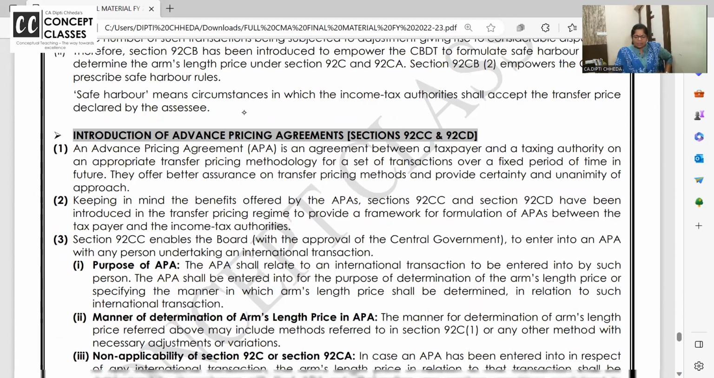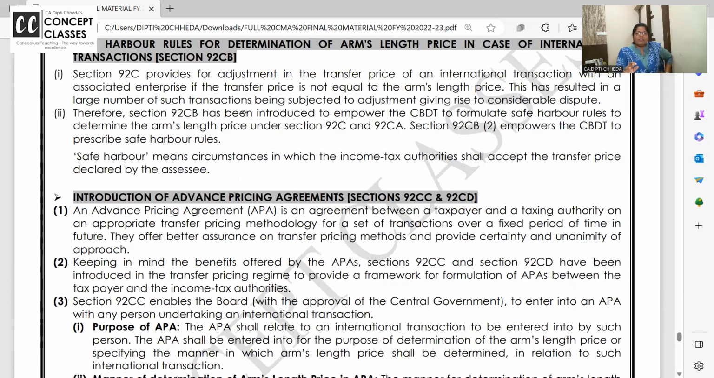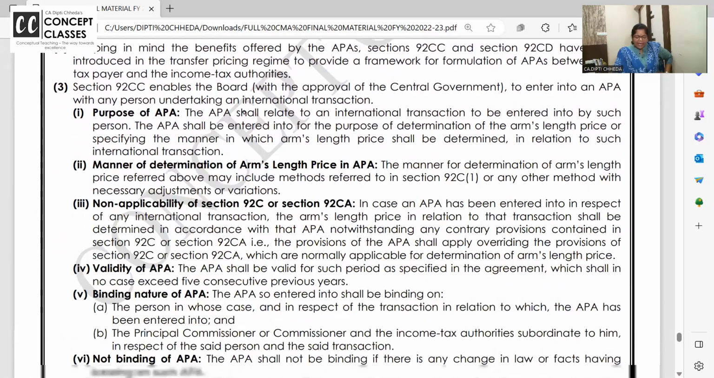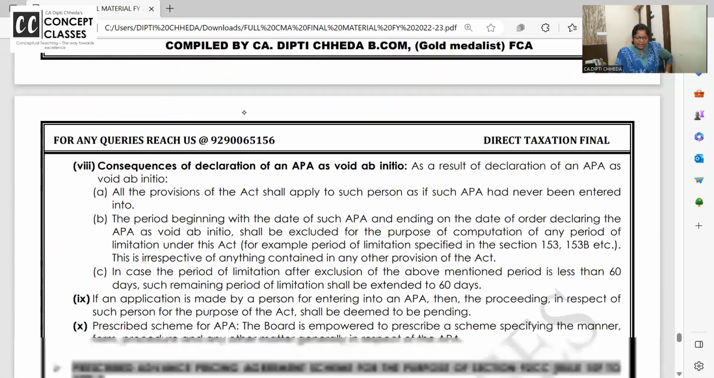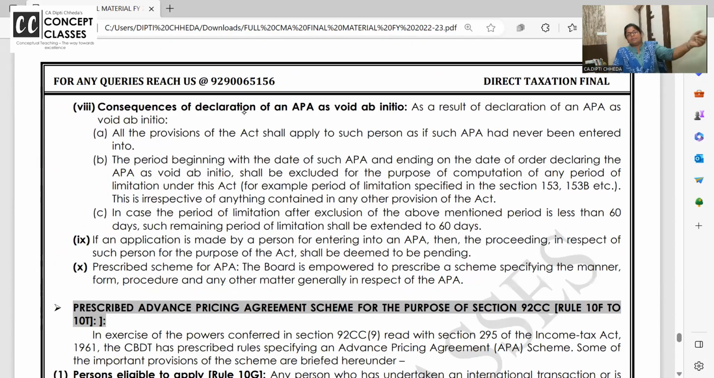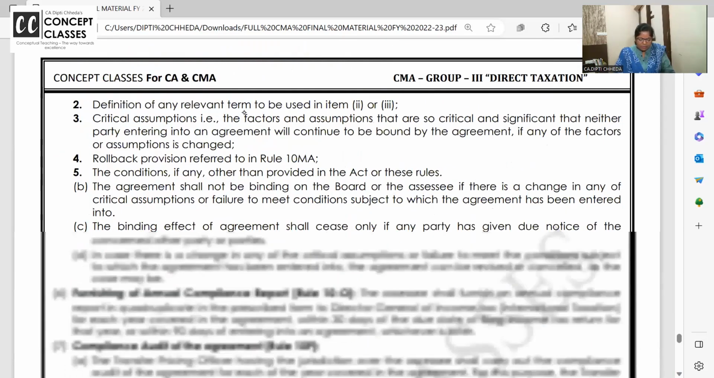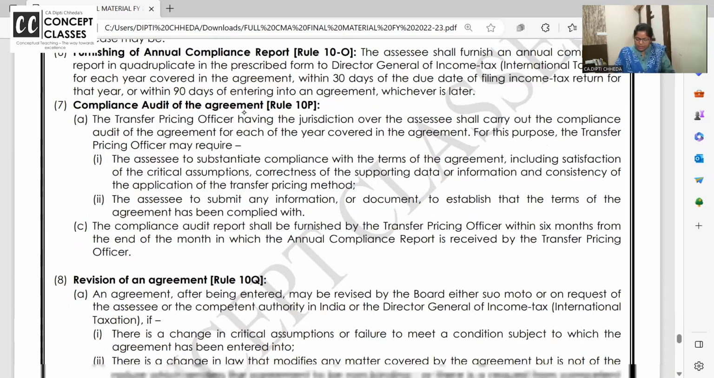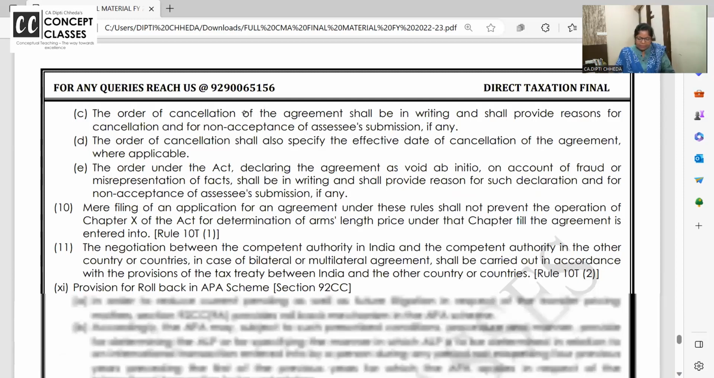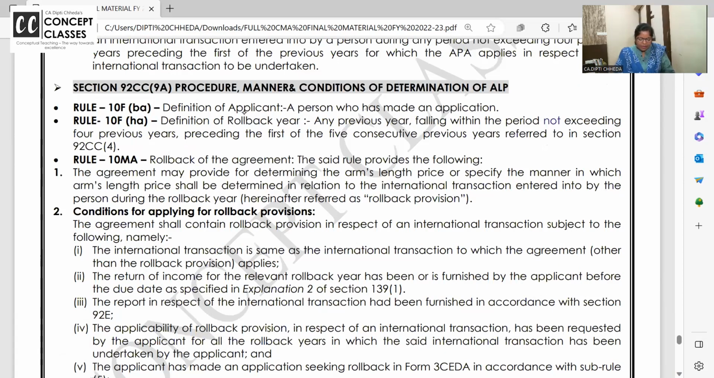Safe harbor rules are not there now. It's the concept wherein whatever arm's length price is given by the assessee, accept it. Advance pricing agreement you can take. But if the department comes to know, okay, the advance pricing agreement for 4-5 years which you have taken, after 2 years, that the data and all was wrongly given, it will become void ab initio and not applicable at all. Okay? So this is all about advance pricing agreement.